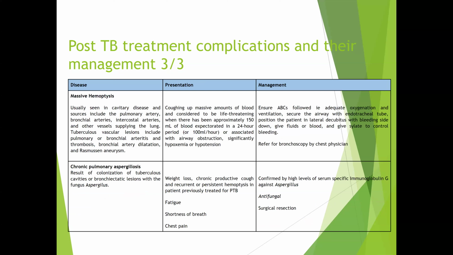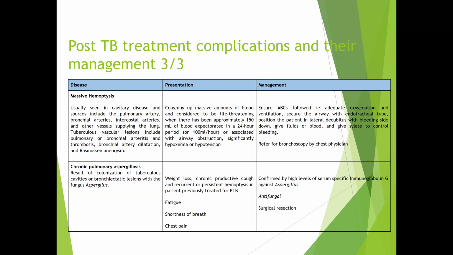Then massive hemoptysis is one of the post-TB complications, and it is always seen in cavitary disease. Sources include the pulmonary arteries, bronchial arteries, intercostal arteries, and other vessels supplying the lung. Tuberculous vascular lesions include pulmonary or bronchial arteritis and thrombosis, bronchial artery dilatation, and Rasmussen aneurysms. Presentation will be a cough. Patients will be coughing up massive amounts of blood, and this is considered life-threatening.